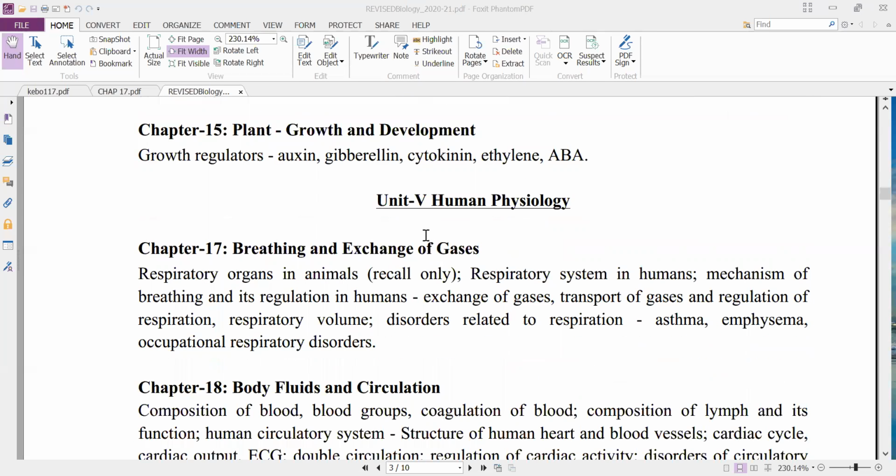And next, coming to the unit 5, in human physiology, we are having chapter 17. Chapter 16, digestion and absorption, is not there in the syllabus. From chapter 17 only the syllabus is there. In that we have completed chapter 7. We'll complete chapter 17 by tomorrow. Breathing and exchange of gases, complete chapter is there for the examination.